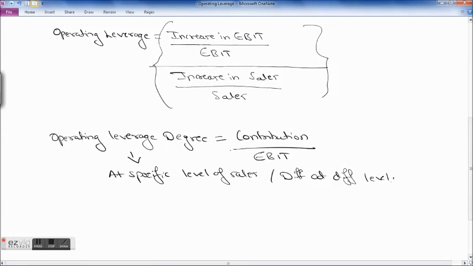Whereas normal operating leverage will calculate your general impact on EBIT because of the sales, so that it will tell you how efficiently you are using your fixed operating cost in the business. Now let's see one example and calculate operating leverage.